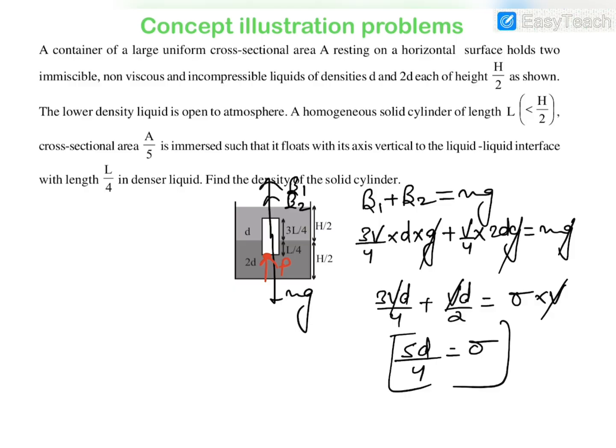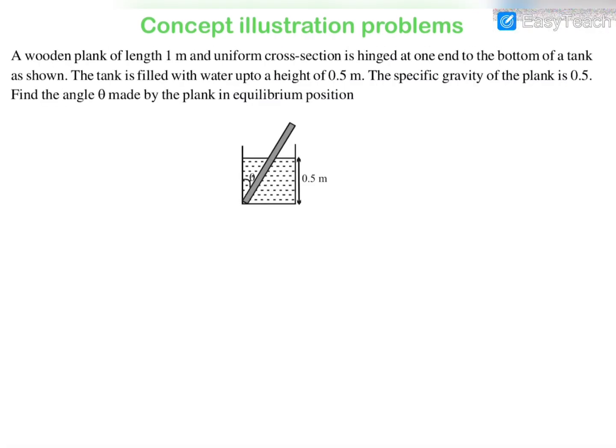Now let's move on to the next question. In this question, you can see that there is a wooden plank of length 1 meter, and the area of cross section of the plank is constant and uniform. This plank is hinged at the bottom corner of the vessel, and the vessel is filled with liquid till height 0.5. The specific gravity of the plank is 0.5, which means the relative density of the plank with respect to water is 0.5, and we have to find out the angle theta made by this plank with the container wall.